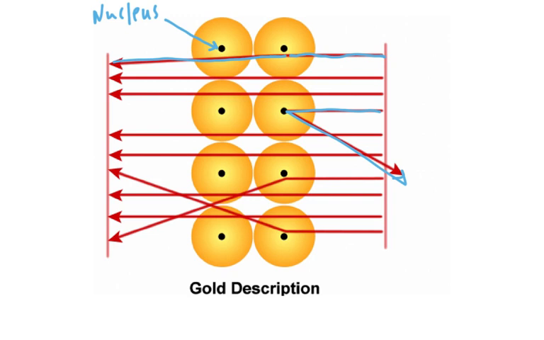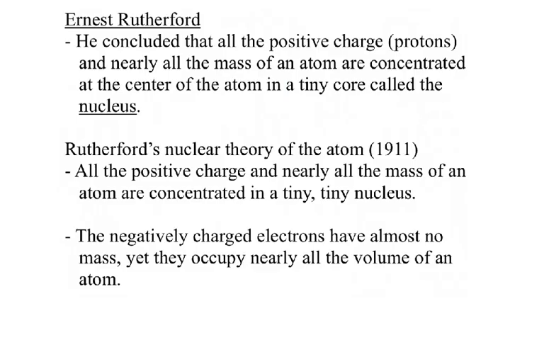So notice that Rutherford came up with a new model. He scrapped the plum pudding model and came up with this new model called the nuclear model of the atom. Now let me show you a little conclusion here. Ernest Rutherford concluded that all the positive charge, which are the protons, and basically all the mass of an atom is concentrated at the center of the atom in a very tiny core called the nucleus. Notice that we mentioned earlier how the electron has practically no mass, so that's why nearly all the mass of the atom is found in the nucleus.